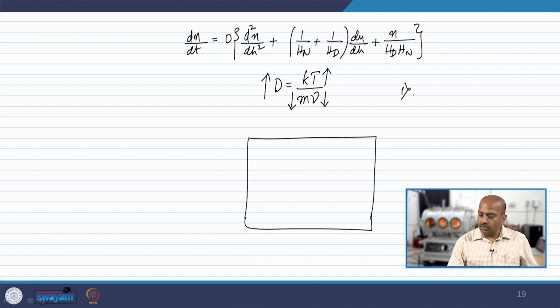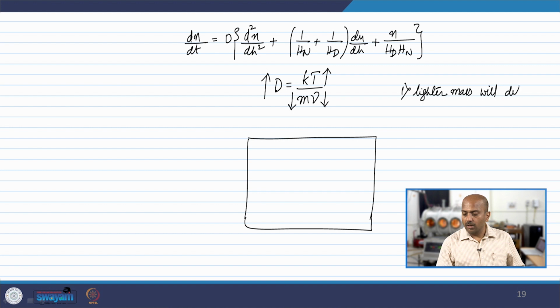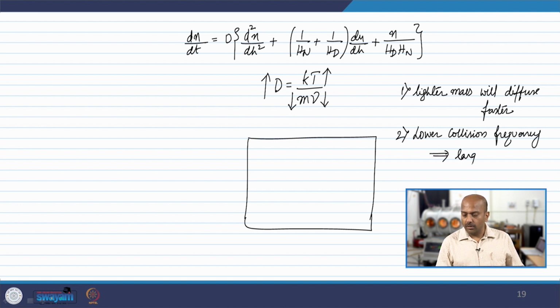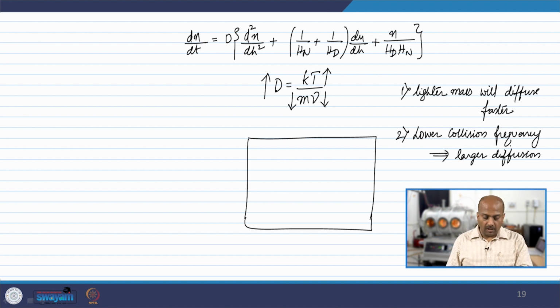So, one conclusion is particles with lighter mass will diffuse faster, right, and lower collision frequency leads to larger diffusion naturally, right. So, that is why when you talk about the diffusion coefficient, we have realized that D can be written as D naught exponential plus h by Ht.